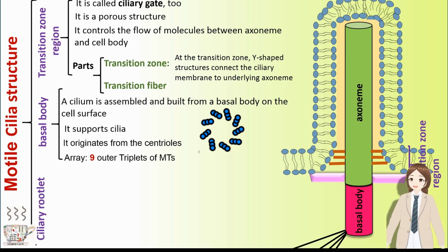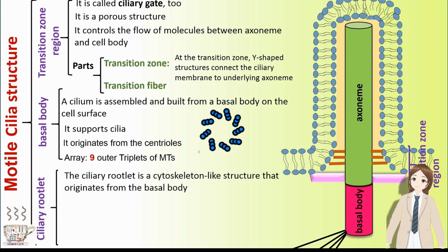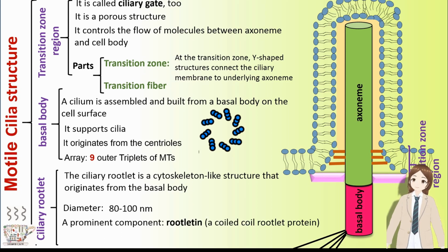The fourth part of motile cilia is the ciliary rootlet. The ciliary rootlet is a cytoskeleton-like structure that originates from the basal body. Its diameter is 18 to 100 nanometers. A prominent component is rootletin, a coiled rootlet protein. It's not found in all cilia.